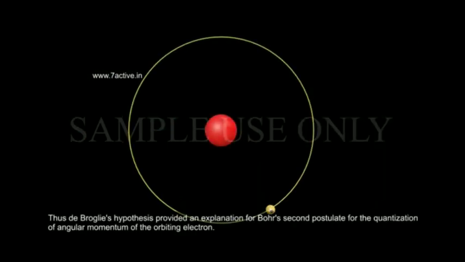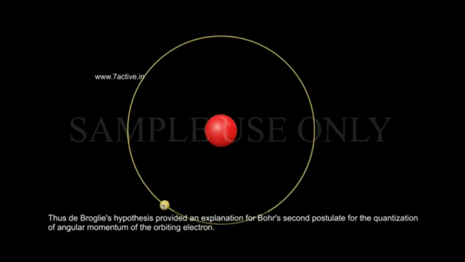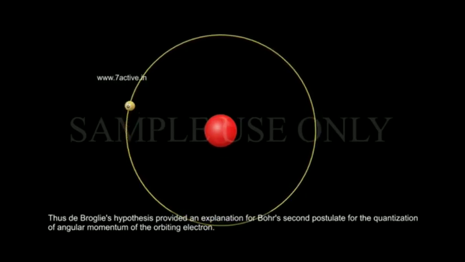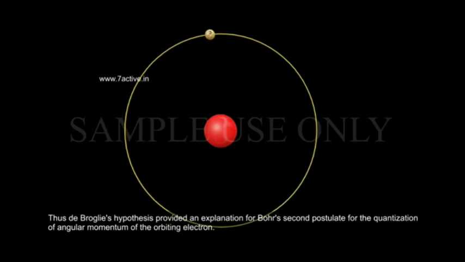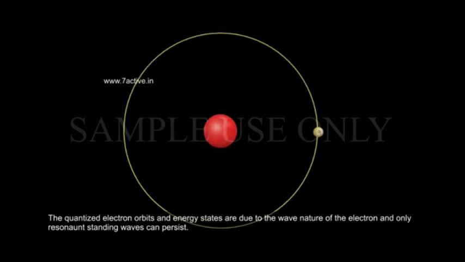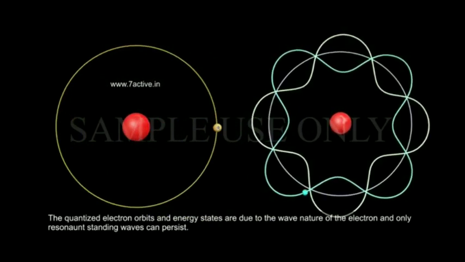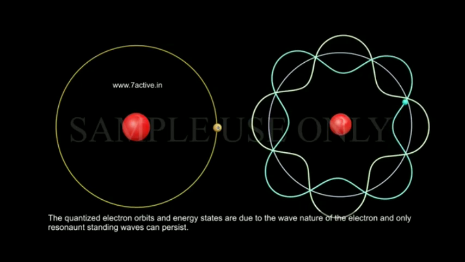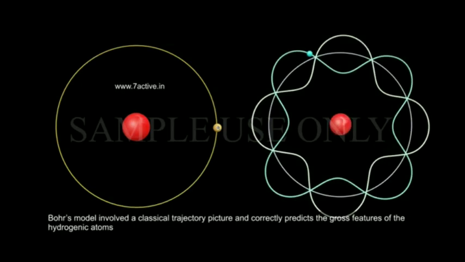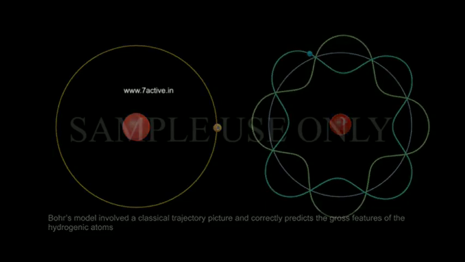Thus, de Broglie's hypothesis provided an explanation for Bohr's second postulate for the quantization of angular momentum of the orbiting electron. The quantized electron orbits and energy states are due to the wave nature of the electron, and only resonant standing waves can persist. Bohr's model involved a classical trajectory picture and correctly predicts the gross features of the hydrogenic atoms.